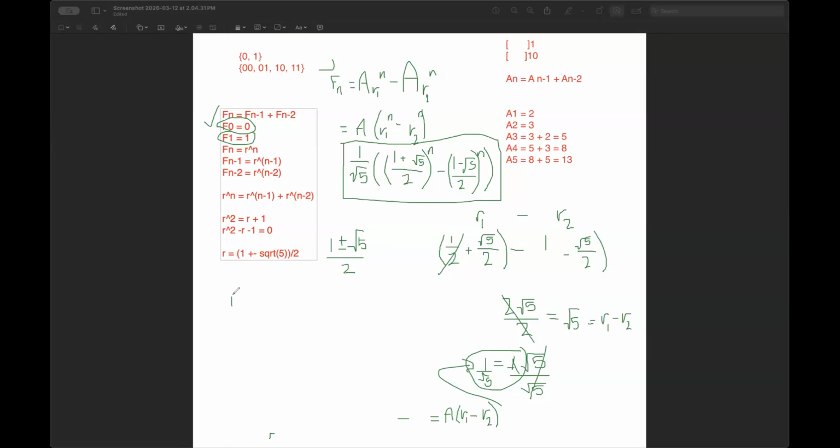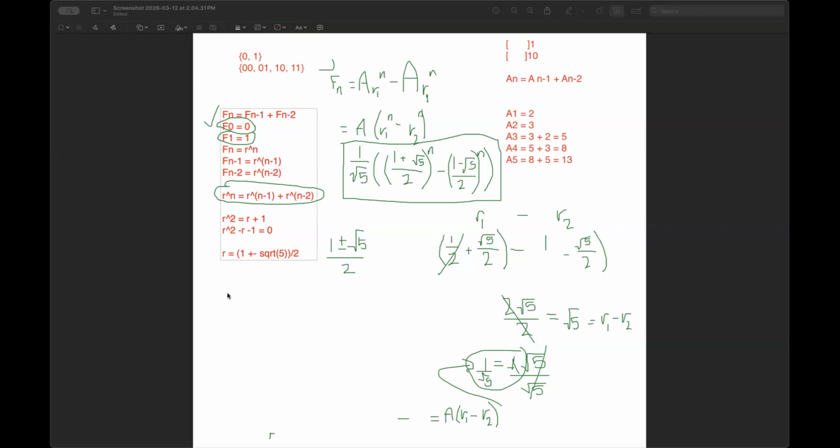We had r squared is equal to r plus 1, right? And the way that we got that was because originally we had f sub n, so we replaced that with r to the n. Then f sub n minus 1 is r to the n minus 1. And f sub n minus 2 is r to the n minus 2, right? So I'll just write it out instead of typing it. I want to be absolutely crystal clear because it's really important that we get this step down.